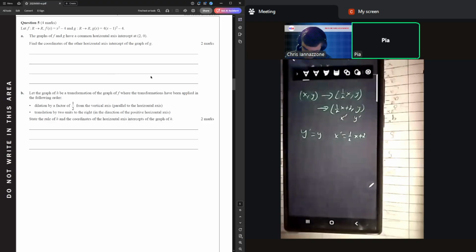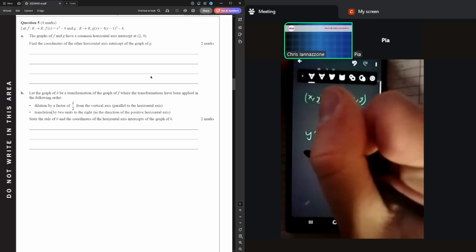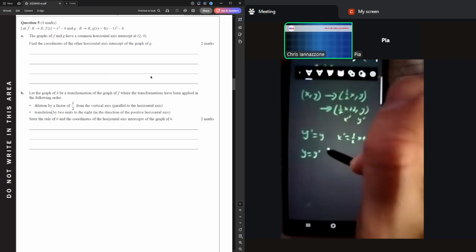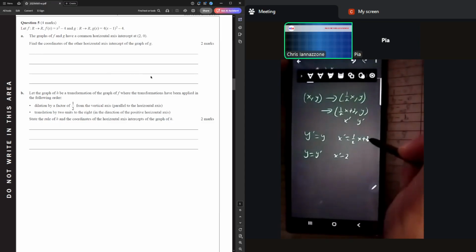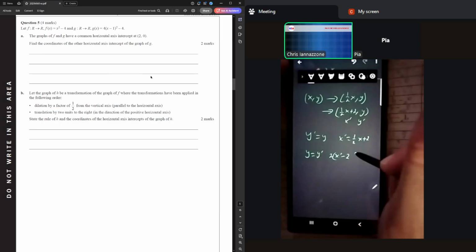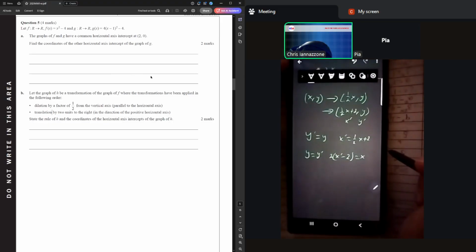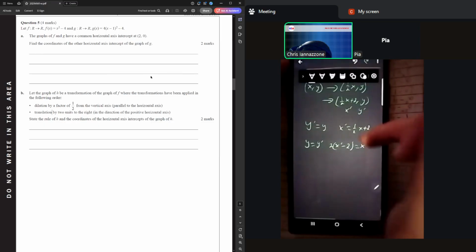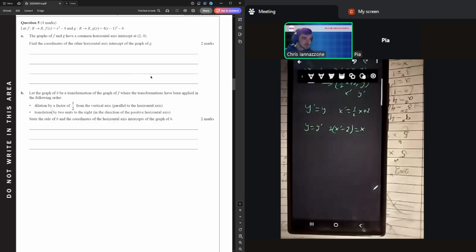Do we have to make x and y the subject? Absolutely. y equals y dash, and x dash minus 2, then times 2, is going to get you x. Cool. We have our x and y as the subject. What do we now do?